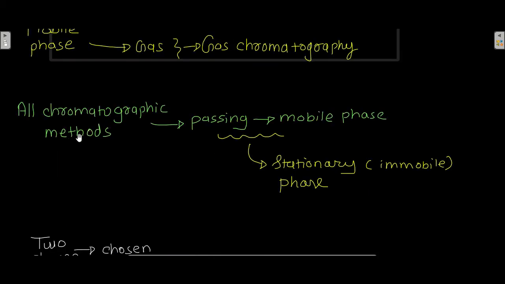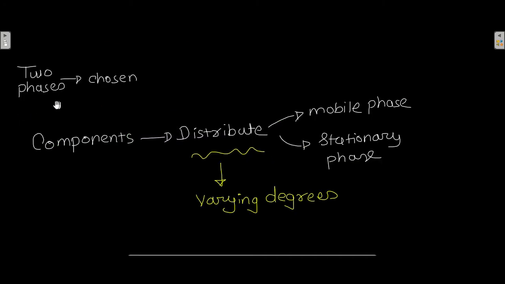In all chromatographic methods, the mobile phase is passed through the stationary phase. That is how chromatography works. These two phases are chosen in such a way that the components of the sample can distribute themselves between the mobile phase and stationary phase at varying degrees. The distribution of the components should happen properly, and keeping that in mind, we choose the two phases.